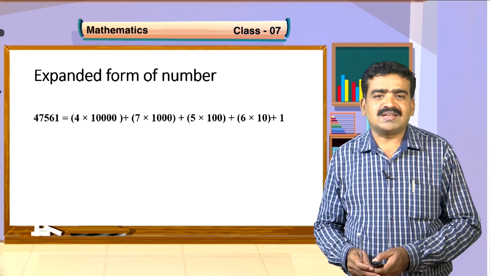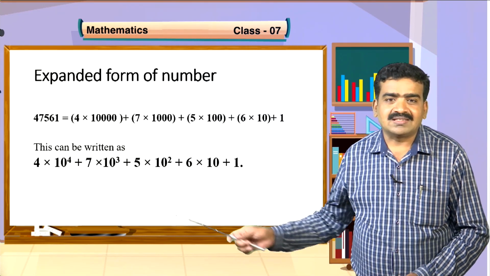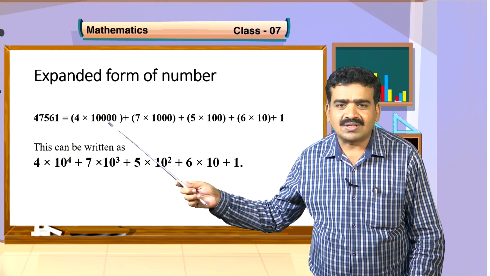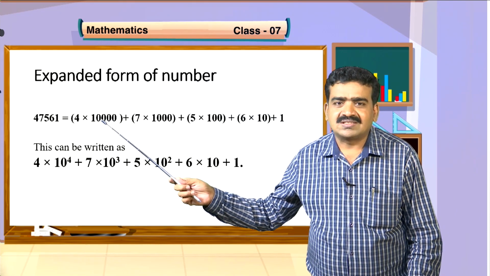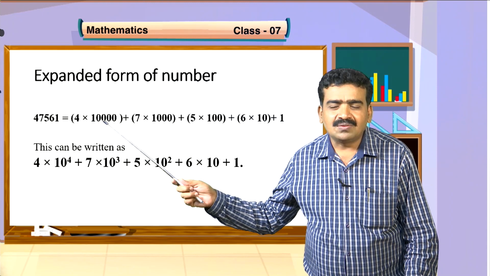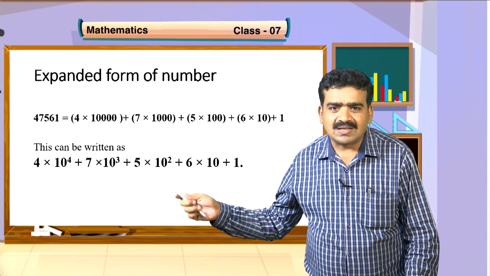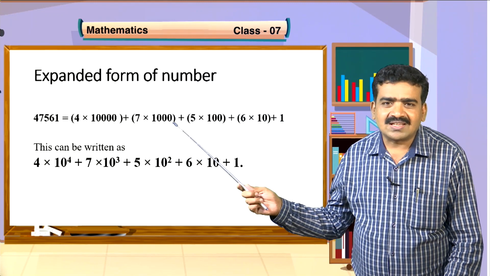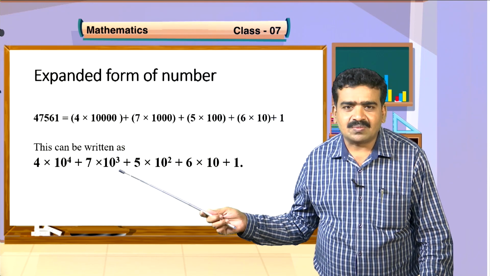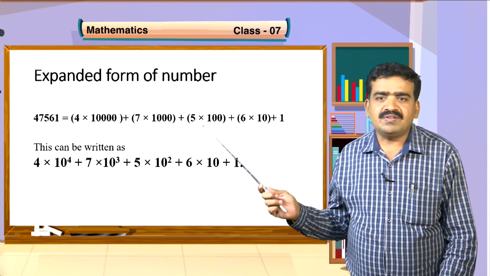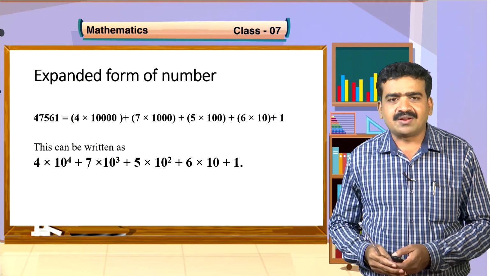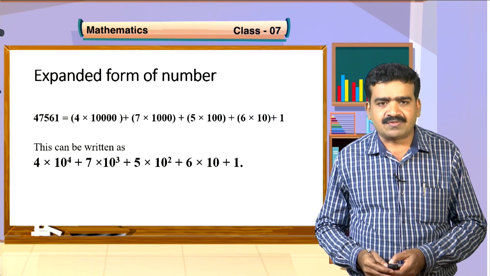Now, how to express this in exponential form? Look at the screen, how many zeros are there over here? 1, 2, 3, 4. Therefore, the exponential form of 10,000 is 10 to the power of 4. Therefore, this becomes 4 into 10 to the power of 4, plus 7 into, how many zeros are there? There are 3 zeros. Therefore, the exponential form is 10 to the power of 3, plus 5 into 100 means 10 square, plus 6 into 10, plus 1. So this is how we are going to express the given number in exponential form.